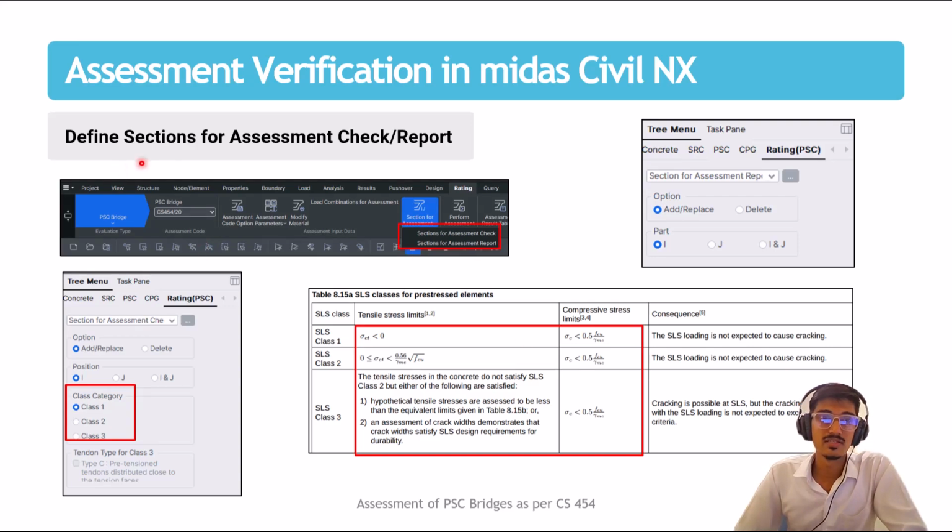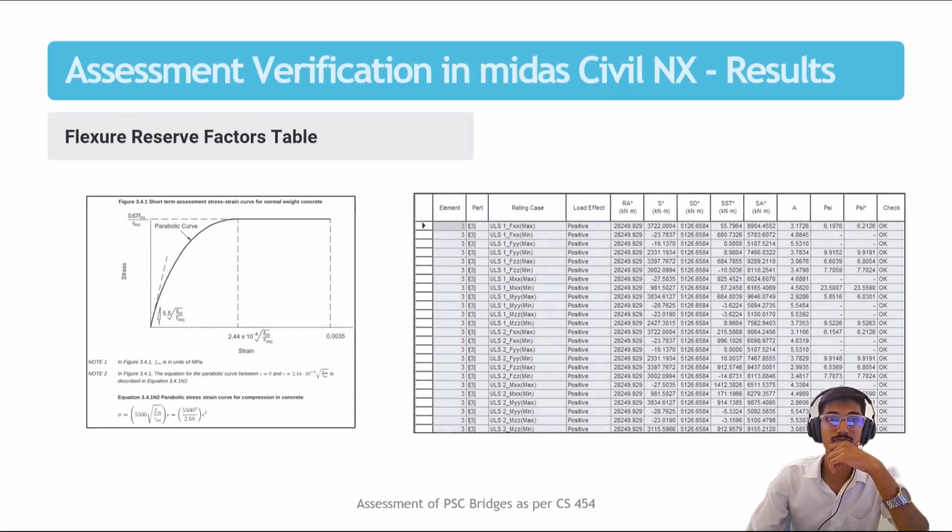So next is the definition of sections for assessment check and report. So here we will define the concrete sections or the elements that we need to use for checking as well as for the reporting. We also specify the relevant SLS classes over here. So that would basically be used for the stress checks as per the tensile limits as well as for the compression limits, depending upon the class that you define. So SLS 1, class 1, 2, or 3.